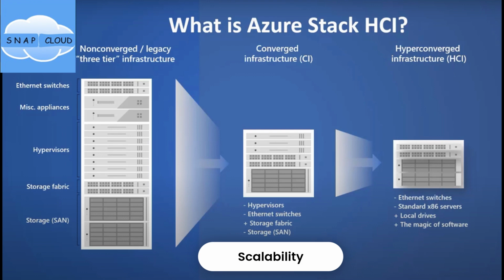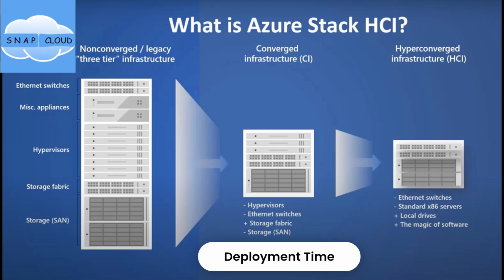Scalability. With legacy, scaling is painful. You add servers, expand your SAN, tweak the fabric. Converged lets you scale, but only in predefined blocks. Hyperconverged? Just add another node. It joins the cluster, expands your capacity, and you're done.